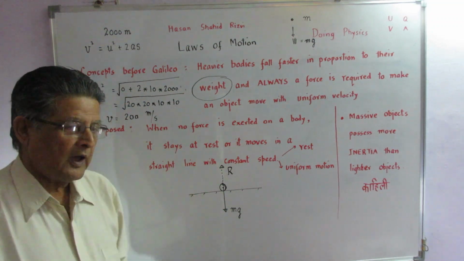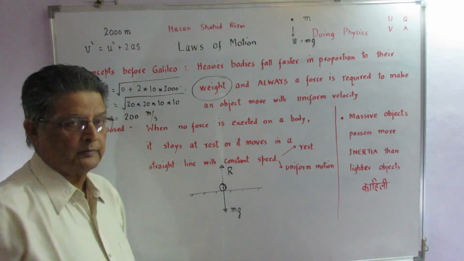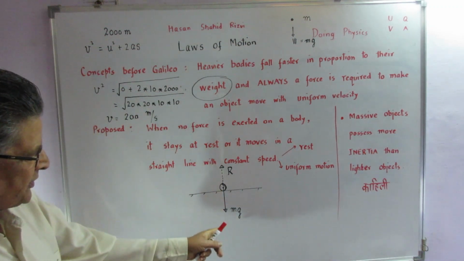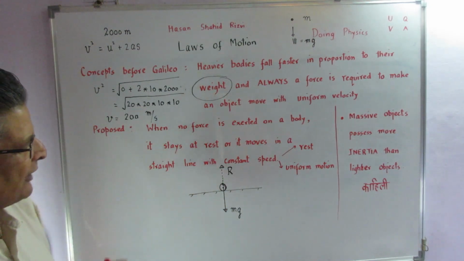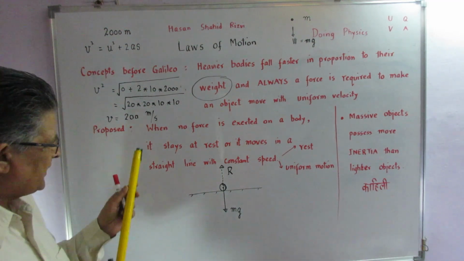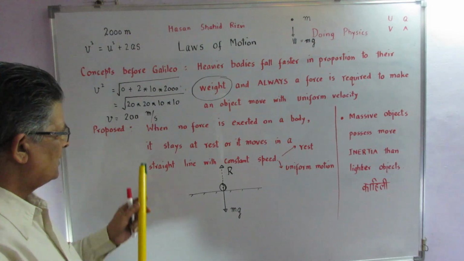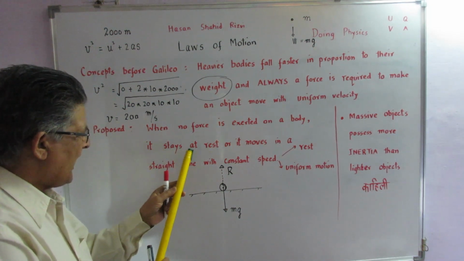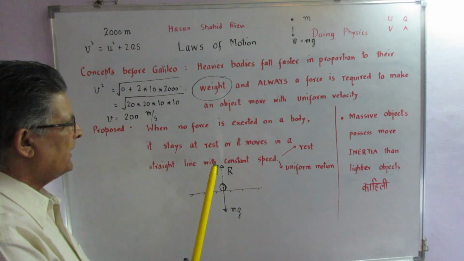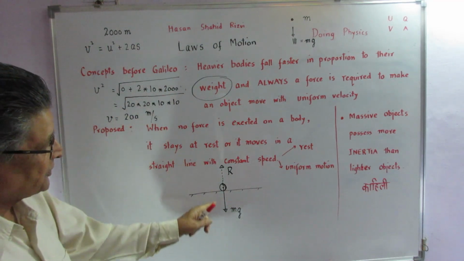So I was here, and now I can say when no net force is exerted on a body, like in this situation, there is this mg and there is this force R. Both are vectors, equal and opposite. They cancel out each other, and the net force on it is equal to 0. So when I say when no net force is exerted on a body, the body stays at rest or it moves in a straight line with constant speed. Okay, this is what was proposed. This is what was thought about.